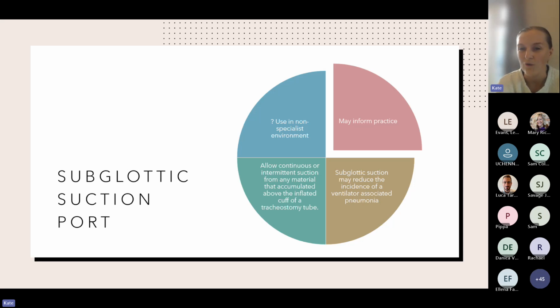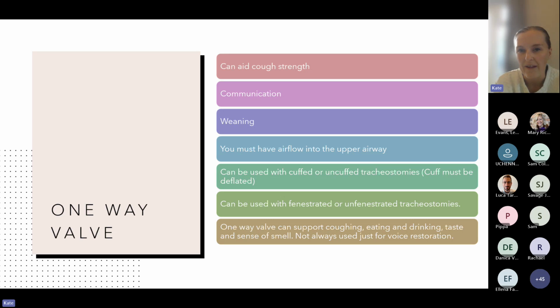I have heard a horror story once where a feed was connected to a subglottic port. You will be surprised at what can be attached onto ends of tubes when people aren't aware of what they do. So you really need to think about the environment you're in if you're considering using subglottic ports. And then one-way valves, I have to put one-way valves on there.